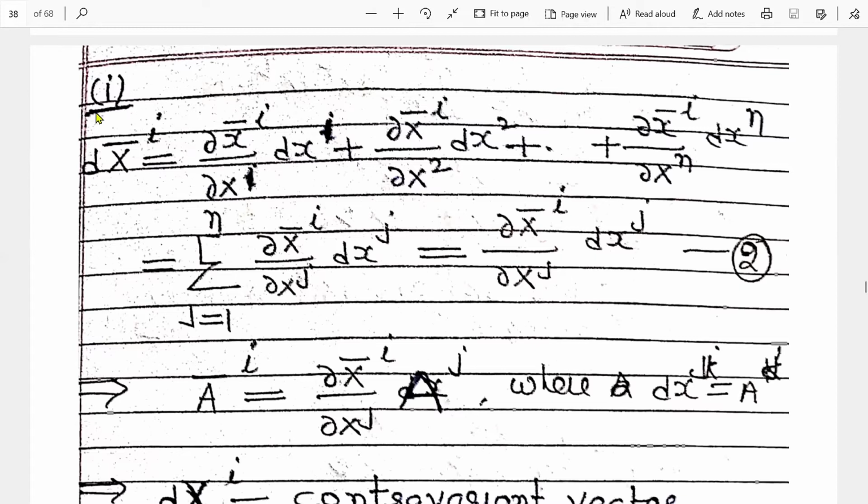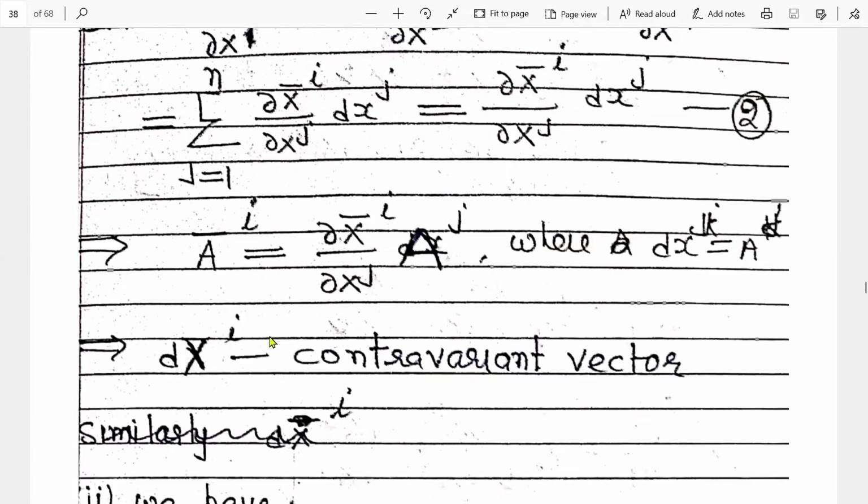If we take dx bar as A bar and dx as simply A, it means A bar i equals the partial of x bar i with respect to xj into Aj. It means this A is a contravariant vector of order 1. If it is a contravariant vector of order 1, what is A? A is dx, so dxi, dx bar i is a contravariant vector of order 1.